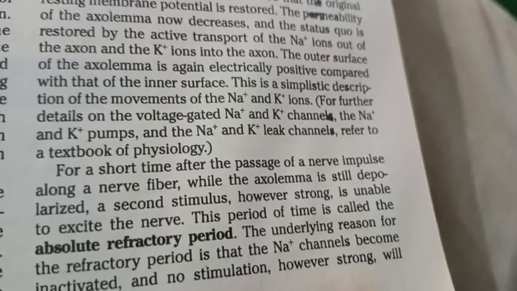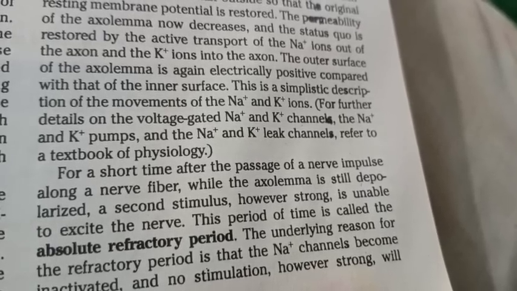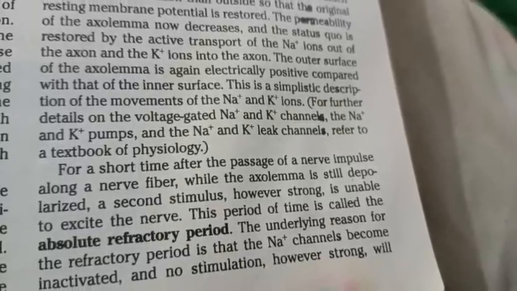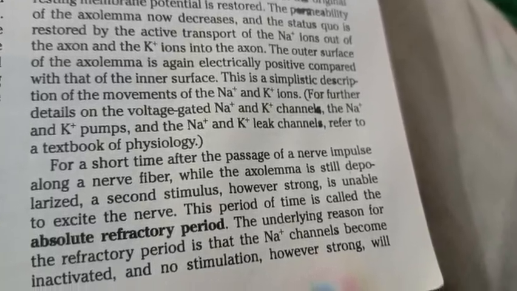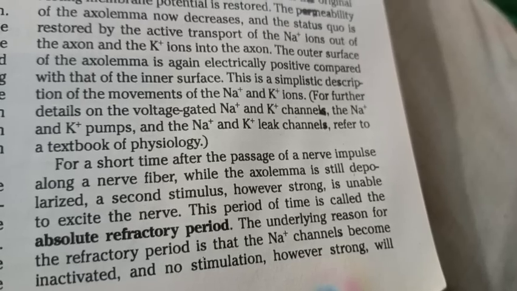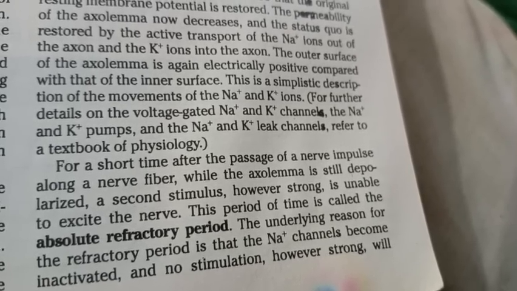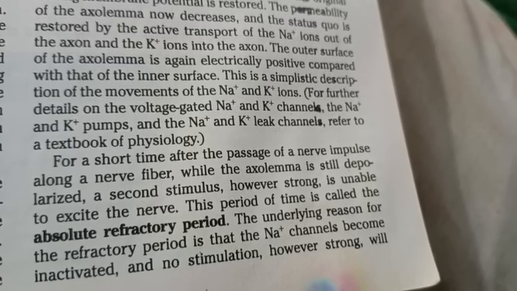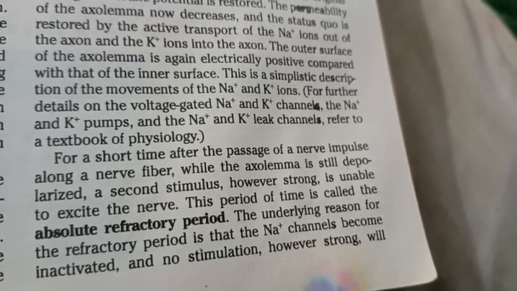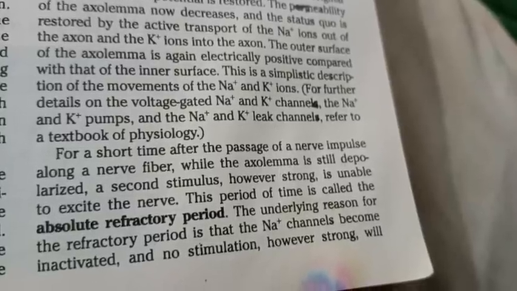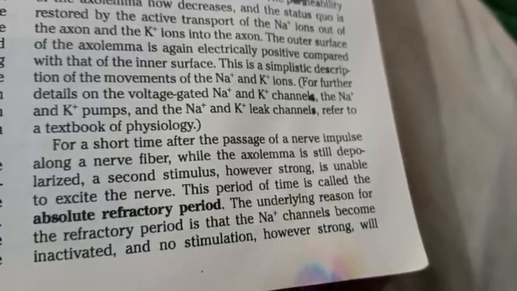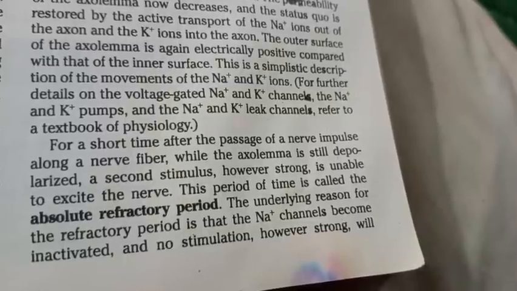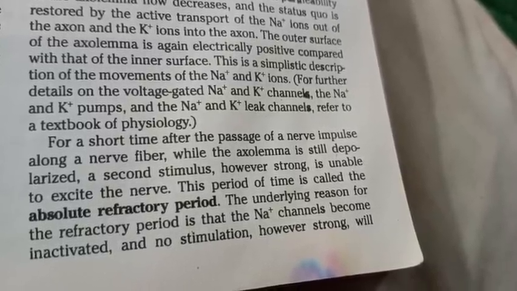The permeability of the axolemma now decreases and the status quo is restored by the active transport of the Na+ ions out of the axon, and the K+ ions in, and the outer surface of the axolemma is again electrically positive compared with that of the inner surface. This is a simplistic description of the movements of the Na+ and K+ ions.